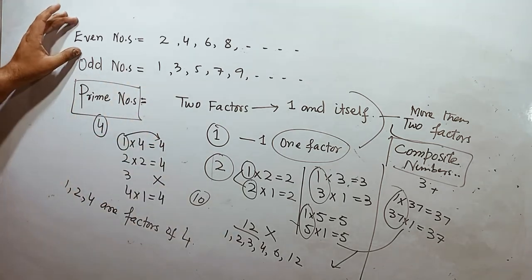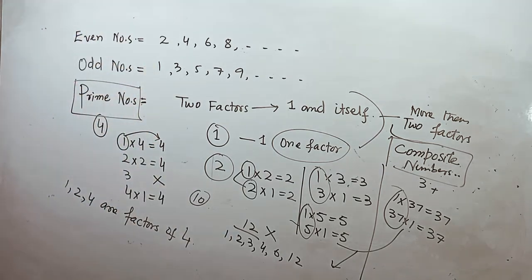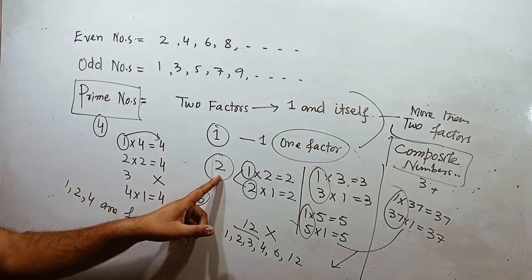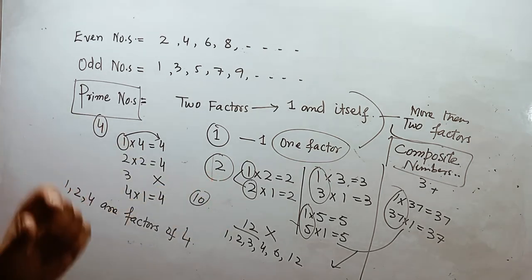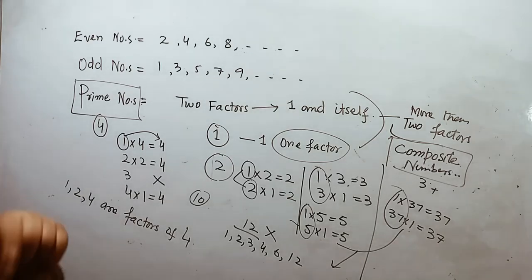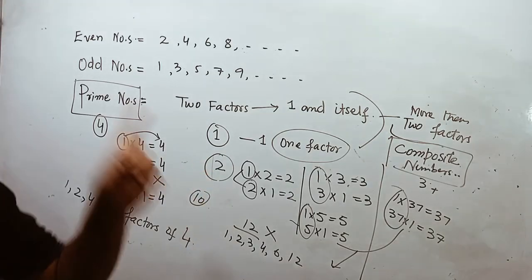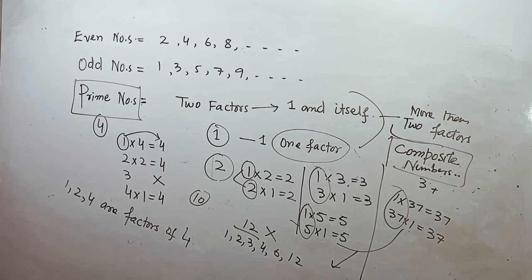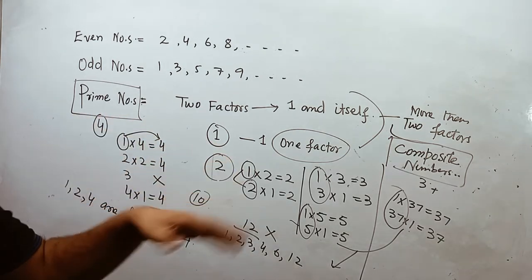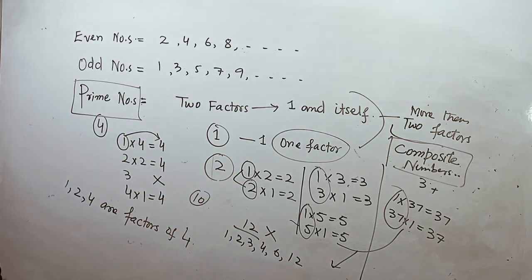You can see here there is only the one prime number which is even, that's 2. Only remember this thing, only one number is prime number which is even, that is 2. 2 is the only even number which is prime number. All other prime numbers will be odd numbers only.